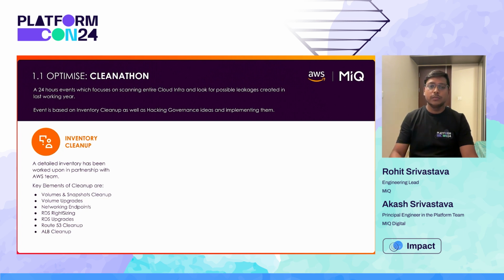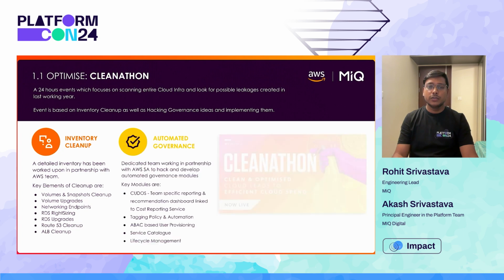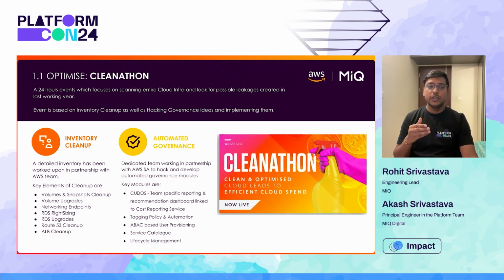That's around inventory cleanup. Now, when it comes to governance, we have implemented several models to make sure that our cloud inventory doesn't grow. An example for that would be the Kudos dashboard. Kudos is a dashboard that is freely available in AWS Marketplace and makes use of Amazon QuickSight. This is a dashboard where we can select a specific team, product, or any resource, and then do a deep dive into how that cost is growing.